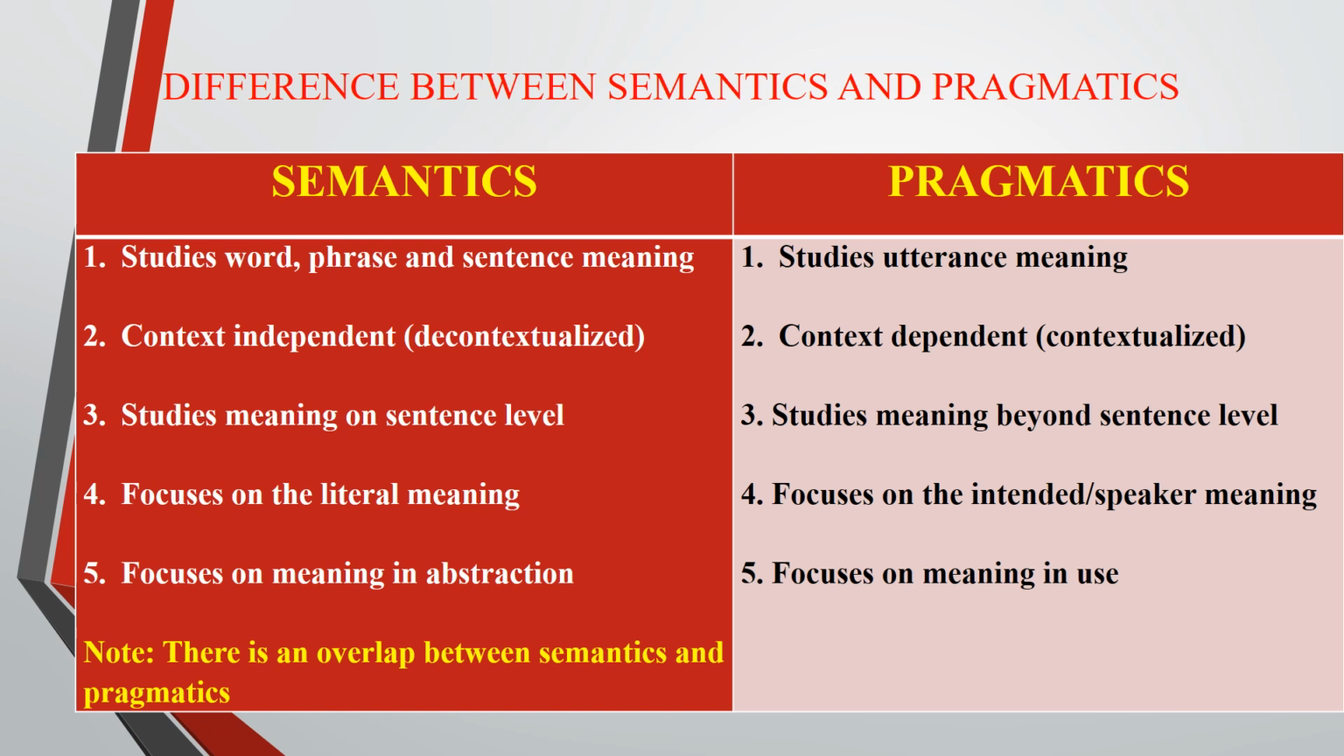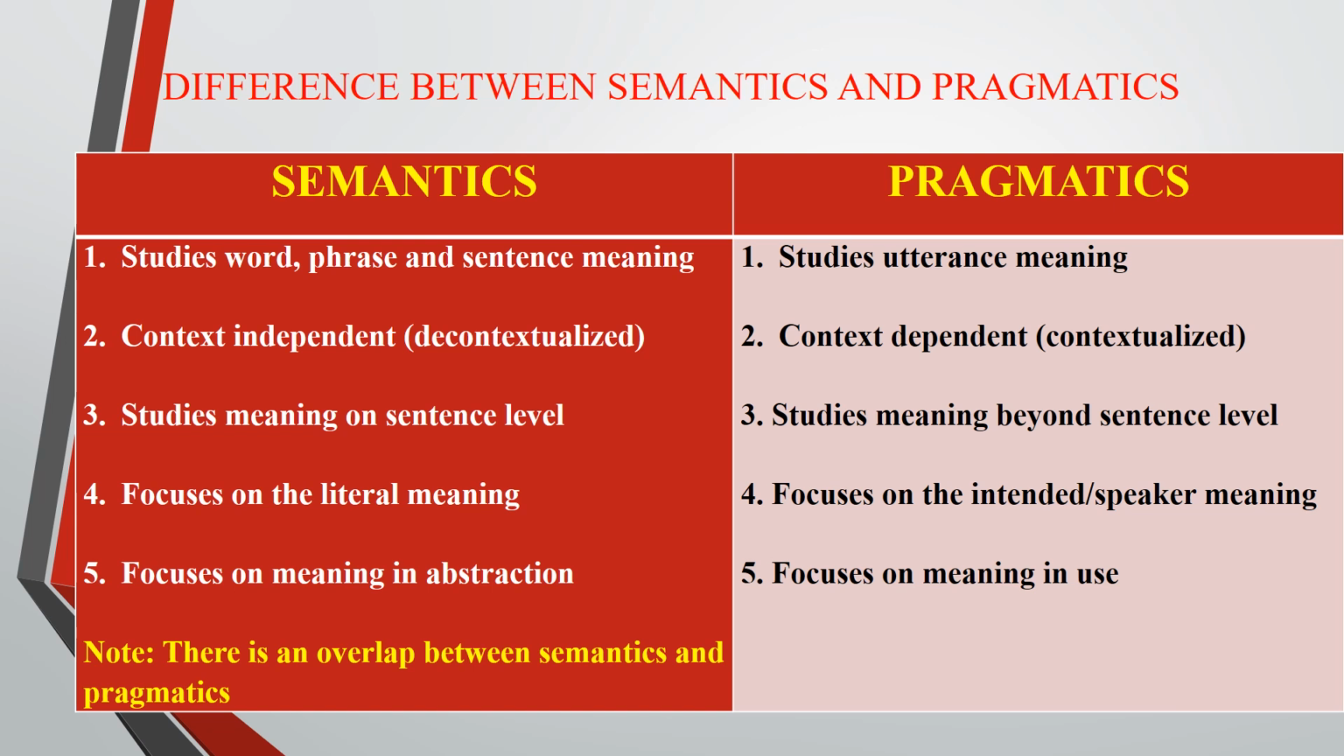How is pragmatics different from semantics? Pragmatics and semantics are similar in that they both study meaning. However, there are main differences between both sciences. Semantics studies word, phrase, and sentence meaning, whereas pragmatics studies utterance meaning. Semantics is context independent, has nothing to do with context, whereas pragmatics is context dependent. You can never arrive at an interpretation for an utterance without studying the context. Therefore, we say that semantics is decontextualized, whereas pragmatics is contextualized.